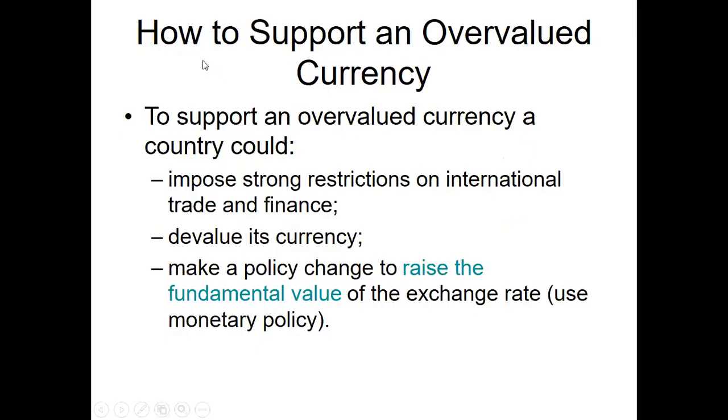Moving on, so how to support an overvalued currency? We've discussed devaluation and speculative run. This one also has stronger restrictions on international trade and finance to be able to maintain a certain level of domestic currency, and make a policy change to raise the fundamental value of the exchange rate. So that is through monetary policy.